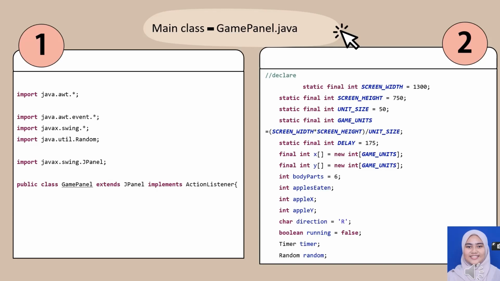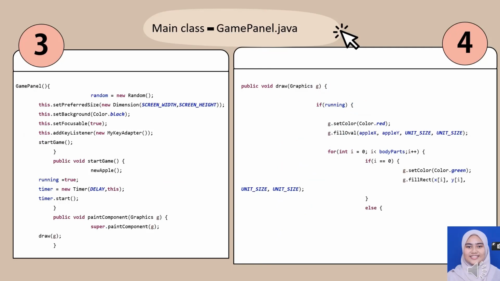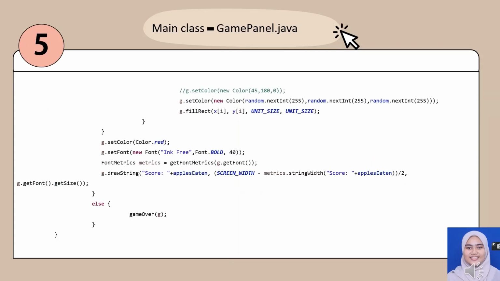On the right side, we can see the declaration of the screen game layout, and then we have two arrays, array X and array Y. Then we have a few variables to be used in this game. Next, this is also for the game layout, but more on the snake and the apple. And this one is the continuation of the previous slide, which is designed for the score.